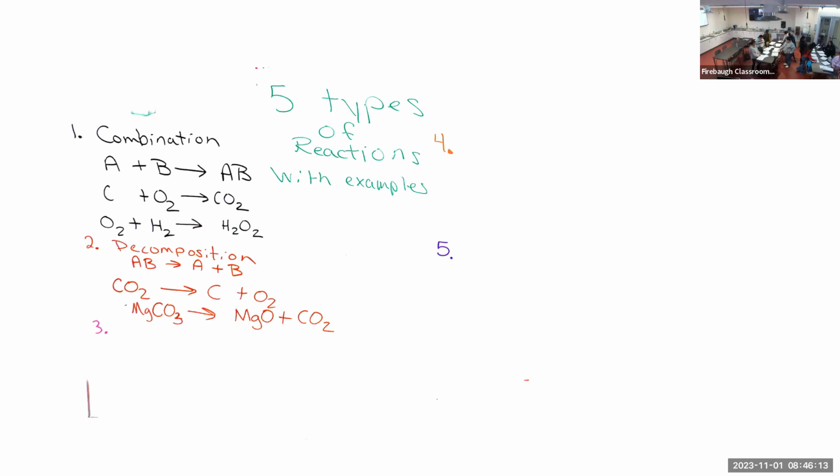Okay, number 3, third type of reaction. What was that? Single displacement. Okay. So, to give me the name, you guys give me the generic form. A plus BC yields B plus AC. Okay. Now you guys give me an example.